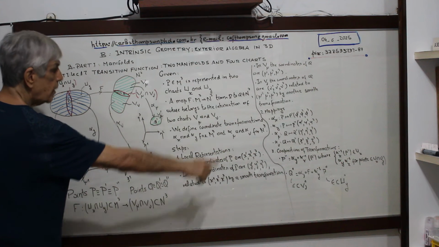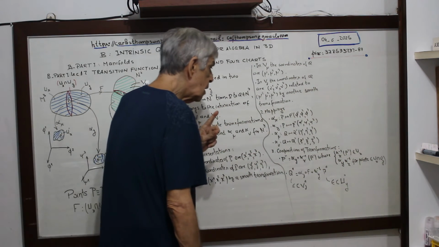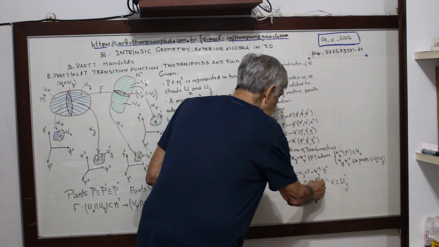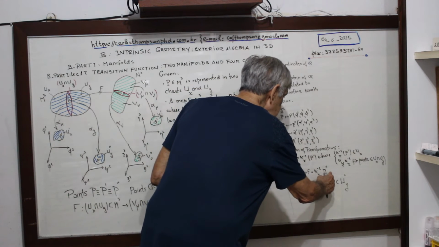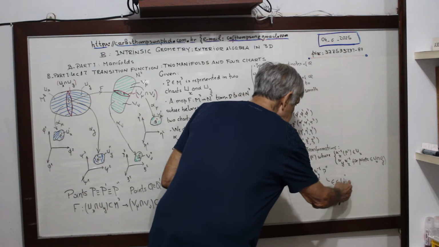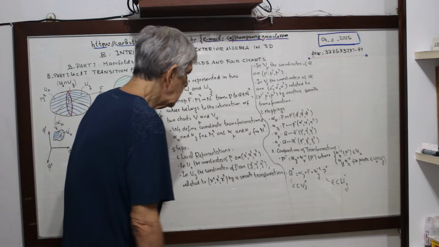It's just right there. See, that's important. I would like you to pay attention. Alpha y minus 1 p double prime must be in the chart u y double prime.